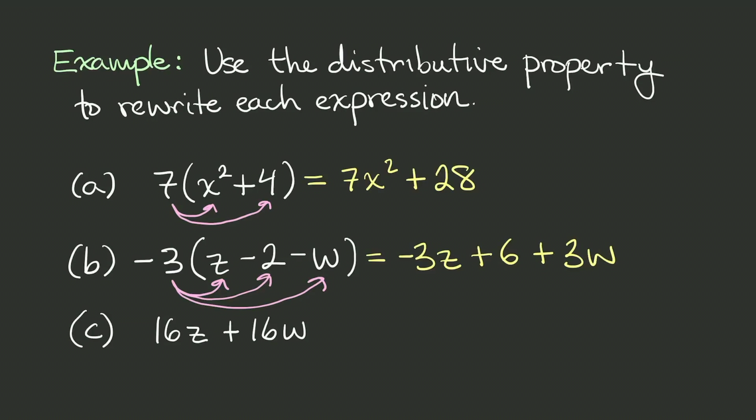The last one is 16z plus 16w. We don't see any parentheses here, but what the problem is asking us to do is use the distributive property to rewrite the expression. So what we can do is rewrite this in the form that has parentheses. To get there, we would need 16 multiplied by (z plus w). Notice if I were to multiply this back out, I would end up with what we have on the left-hand side here. This is called factoring out 16.